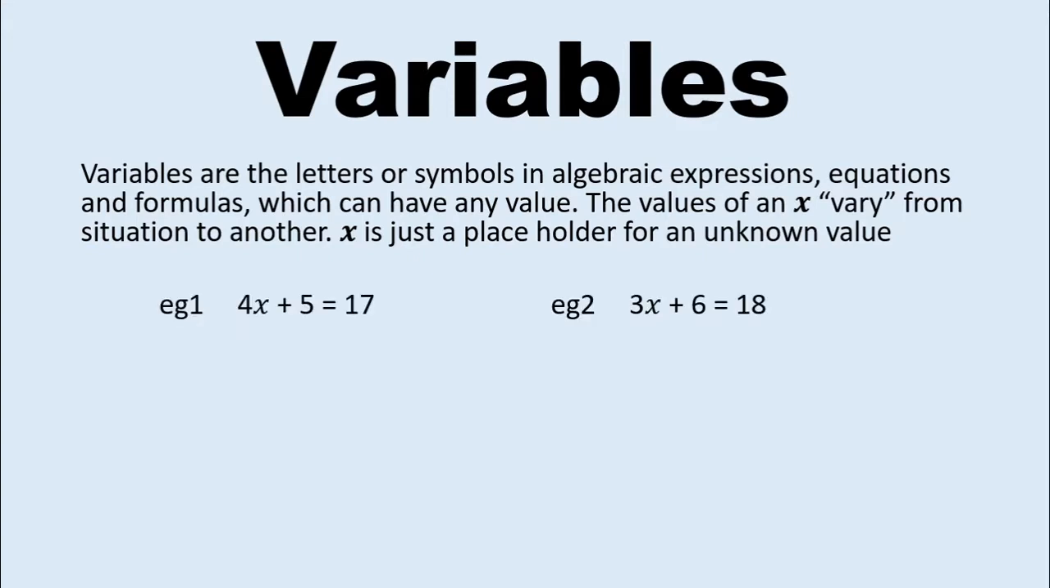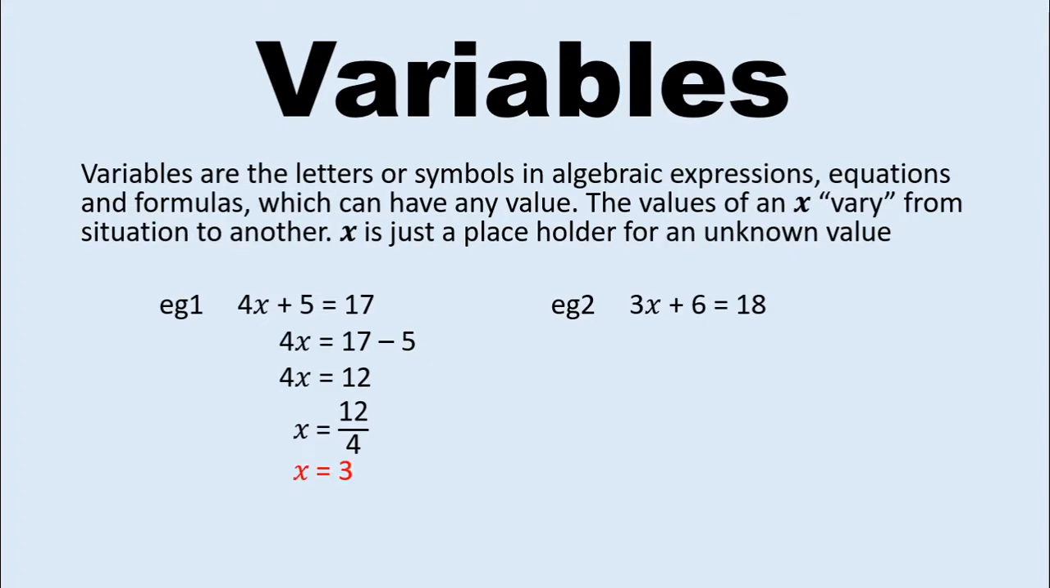So here are a couple of examples. In example 1, x may have a specific value to make this total work out to be 17, while in example 2, x could have a completely different value to make this total equal to 18. We can rearrange these equations to find the value of variables. So for example, in equation 1, I'll get the x on its own. First I'll move the 5 across. The opposite of add is subtract. That's going to be 4x is equal to 12. Then I'll move the 4 across to get the x on its own. Opposite of multiply is divide. And now x on its own I can see is equal to 3.